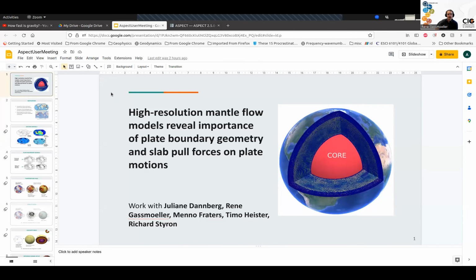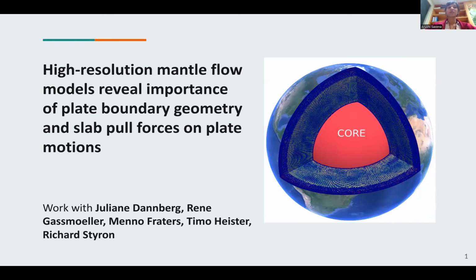Yeah, thank you for the opportunity. So I will be talking about mantle flow models, and these are the models which reveal the importance of plate boundary geometry and slab pull forces on plate motions. This is the work I did with Juliana Danberg, Rani Kessmuller, Menno Freitas, Timo Heister, and Richard Styrel.